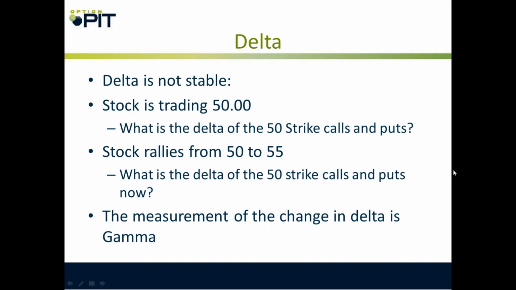All right, so the good news is that most of you said 50. That's great. So each of them is going to be about a 50 delta. All right, so now the stock rallies from 50 to 55. What is the new delta of the 50 strike call and the 50 strike put?